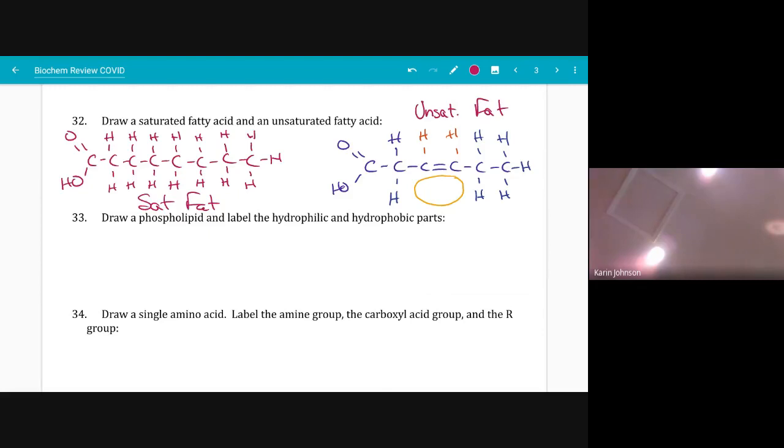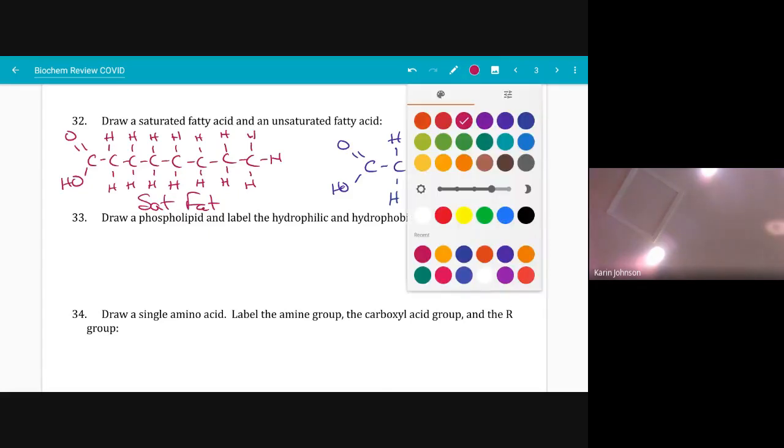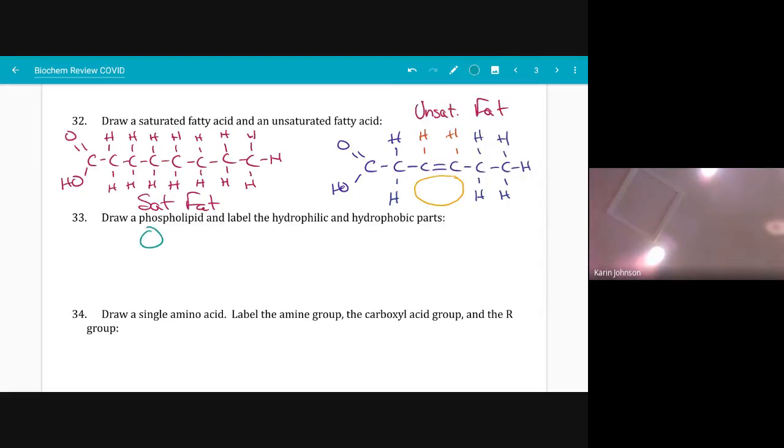So that's really the simplest of the drawings. We don't need to draw anything that'll take any time. That's the one that looks like a person. This is the head, and the head is hydro-loving, so it is hydrophilic, or we could say it's polar, it's both.